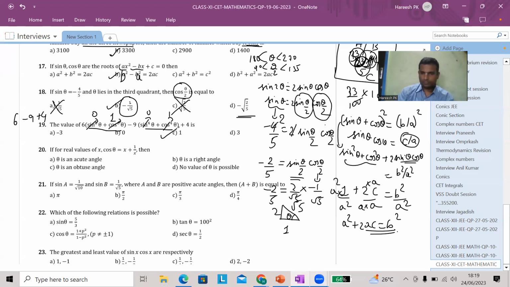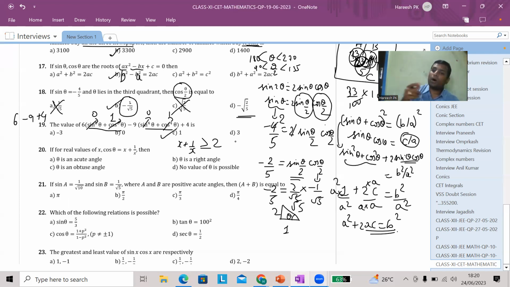20th one. They're saying cos theta is equal to x plus 1 by x. So one important thing you should know. x plus 1 by x is always greater than or equal to 2. How to check it is greater than or equal to 2? You assume any value. You assume x as 1. 1 by x will also be 1. So 1 plus 1, how much is it? 2. So x you can assume any value. Still, overall, you will always get greater than or equal to 2.